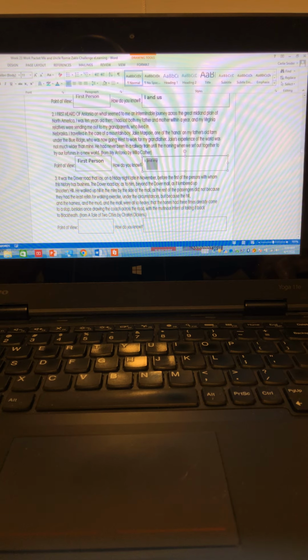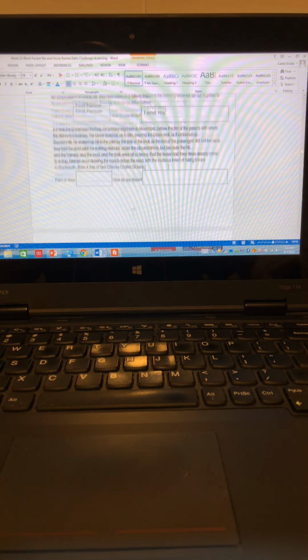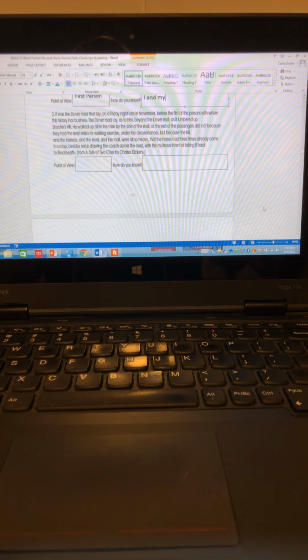Based on what we just saw in that short passage, we've definitely decided it would be first person. The key words are "I" and "my" that were within the text. Let's look at number 3.